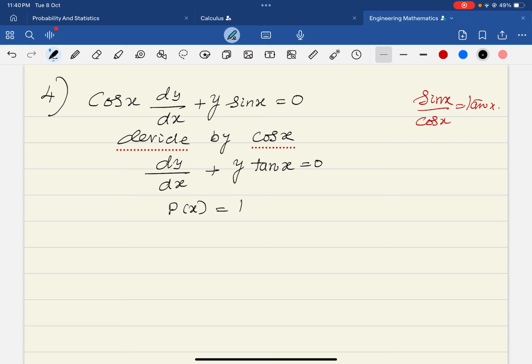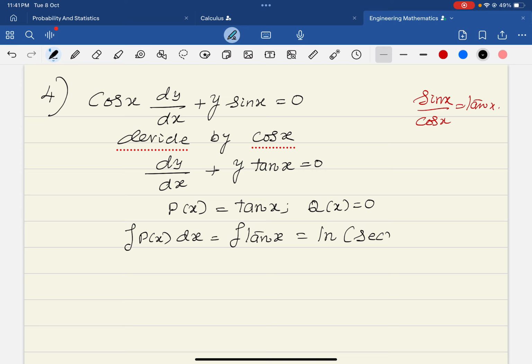Now it's in the proper form. So, what is p of x here? It is tan x. What is q of x? It is equal to 0. So, what is the integral of p of x? What is the integral of tan x? The integral of tan x is ln of secant x. So, therefore, the integrating factor is what now? e raised to the integral of p of x dx. But the integral of p of x dx, we got as ln of secant x. So, it is e raised to ln of secant x, which is equal to secant x.